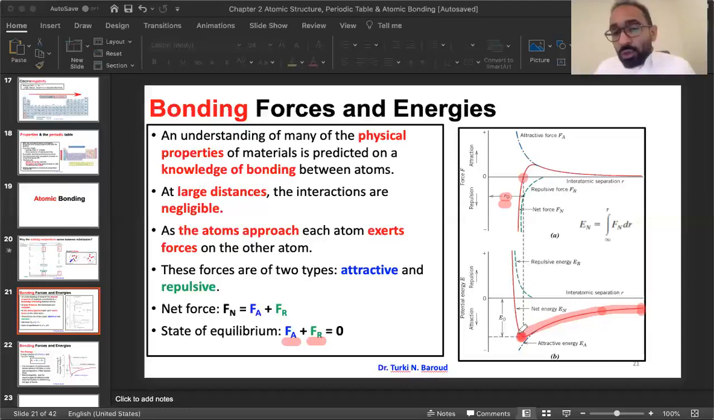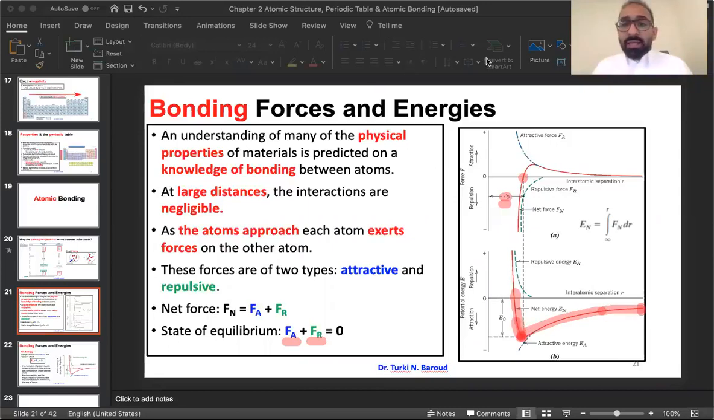Now, if you bring them even closer to each other, the electrons here will start to repel the electrons here, so there will be some repulsion forces. So what's going to happen? The energy of the system will now increase. Does the material prefer that? No. Would the atoms like to come closer than the equilibrium spacing? The answer is no, because that will increase the energy of the system.